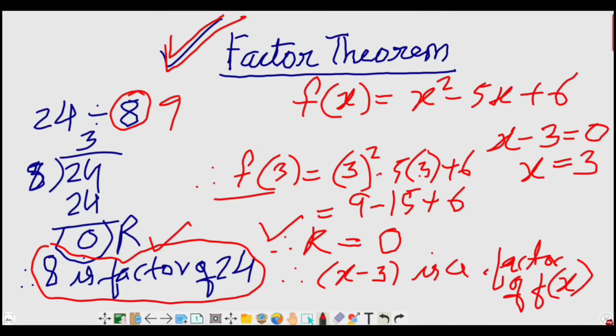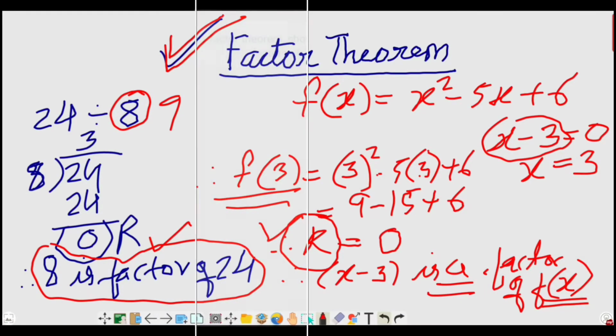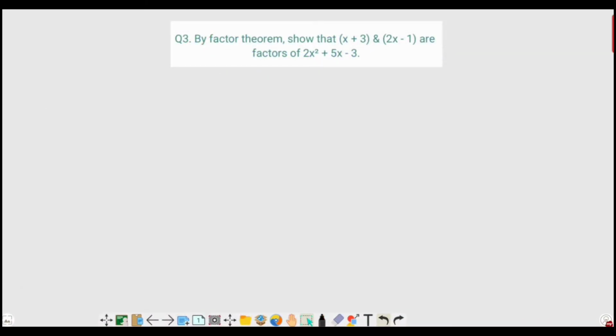By the remainder theorem, you can easily calculate your remainder. If your remainder is 0, you can conclude that the given binomial is a factor of the polynomial. So this is what the factor theorem is. Now let's solve a sum based on this theorem.